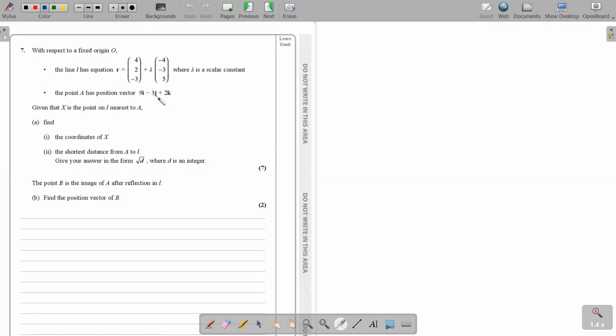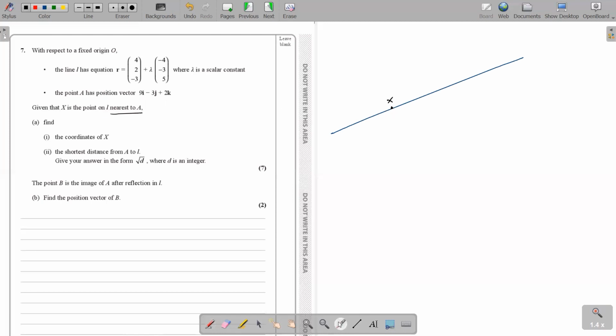The point A has position vector 9i - 3j + 2k. Given that X is a point on L nearest to A, find the coordinates of X. Okay, what do you mean by nearest to A? Now you have your straight line here, and on top of the line you have this point X, which is on L, such that it is the nearest to A.